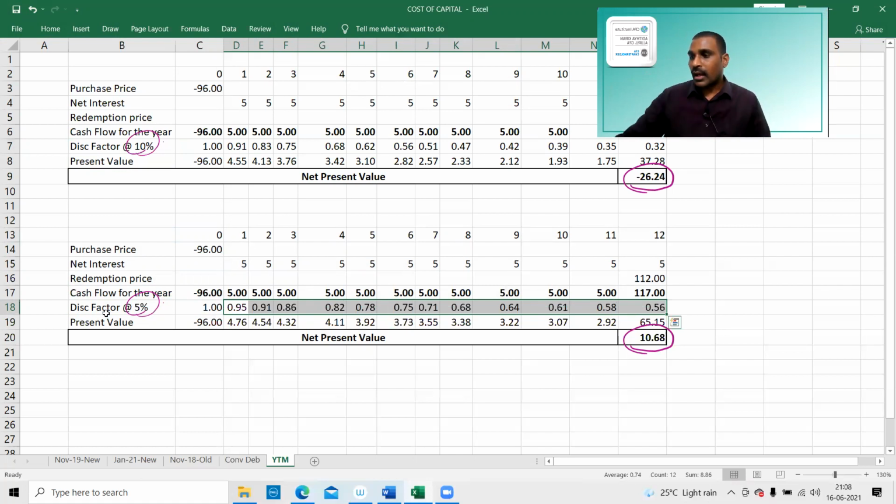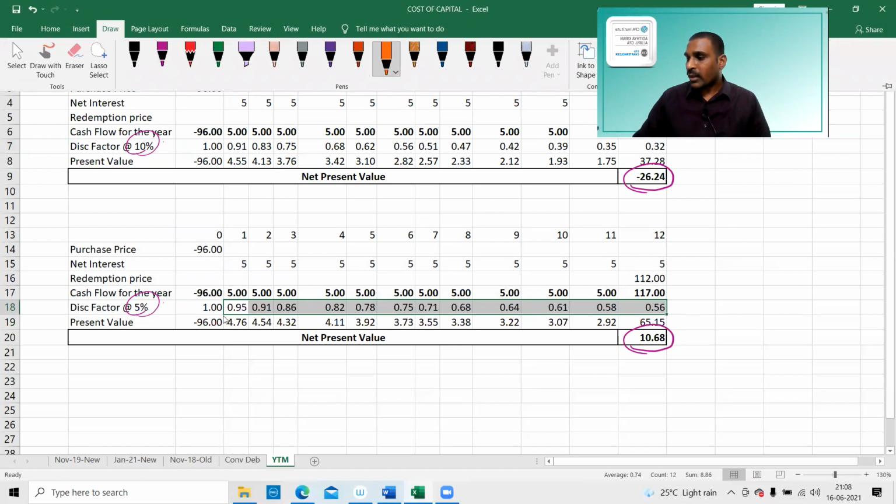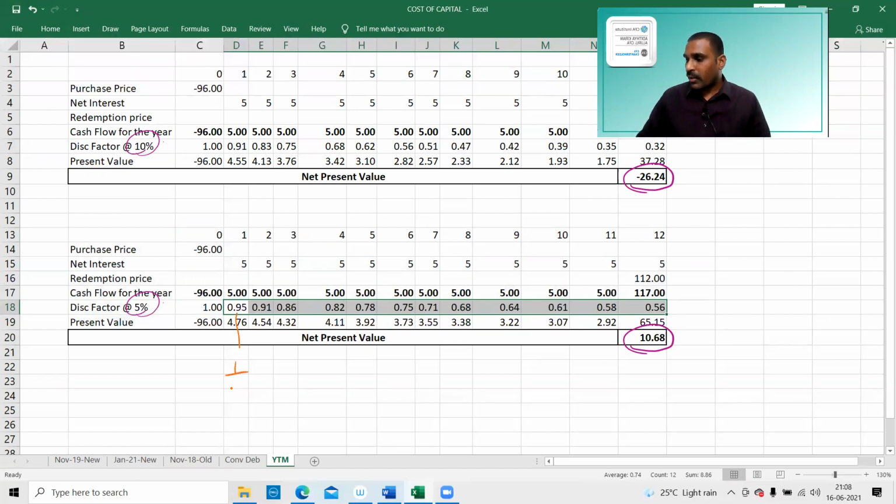NPV is positive. I have already explained how I got this rate: 1 divided by 1.05 to the power of 1. Similarly, 1 divided by 1.05 squared, and the discount factor for the third year is 1 divided by 1.05 cubed. Since I have Excel, I am using that. If you want to do it manually, you can do it this way. Most probably in the examination, they may give the discount factors. If not, you have to calculate in this way.